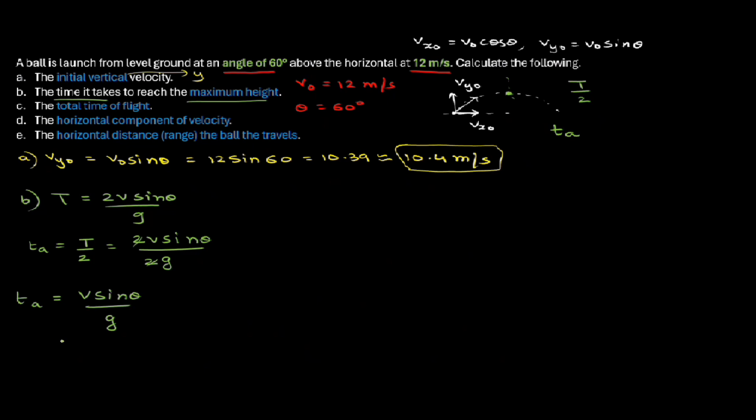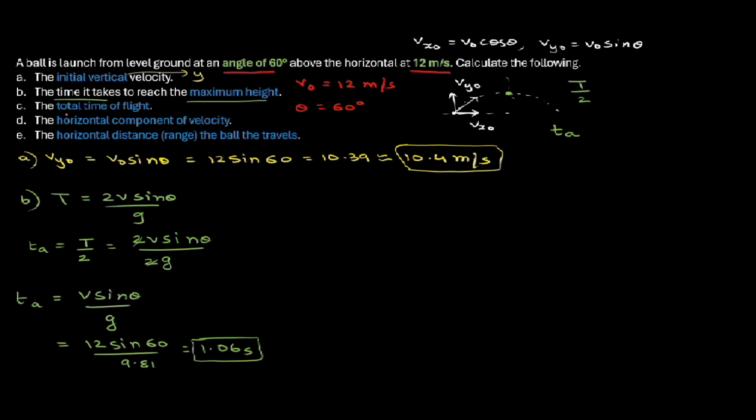Now substitute. V is 12 sine of the angle 60 divided by 9.81. That gives me the time it took to reach the maximum height to be equal to 1.06 seconds.